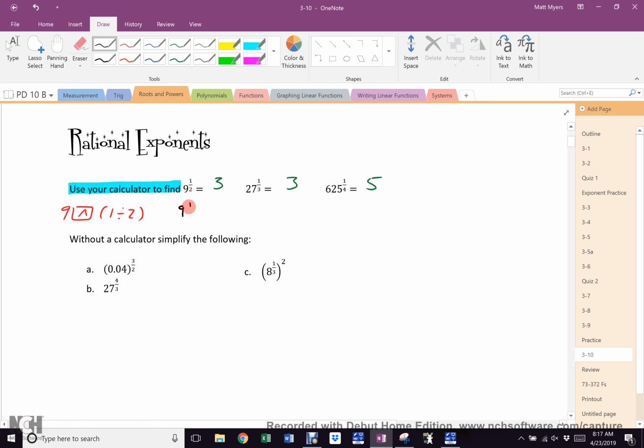If 9 to the 1/2 equals 3, and the square root of 9 equals 3, then what can we say about 9 to the 1/2 and the square root of 9? They are equal, right? Because if that one equals 3 and that one equals 3, then that one must equal that one, yes? So what does that mean here? 27 to the 1/3 equals 3. The cube root of 27 equals 3. So 27 to the 1/3 equals the cube root of 27.